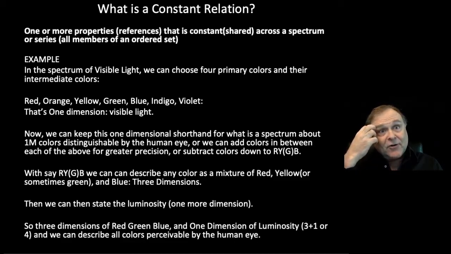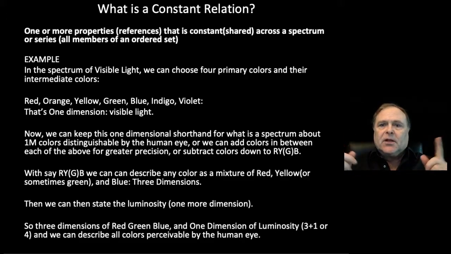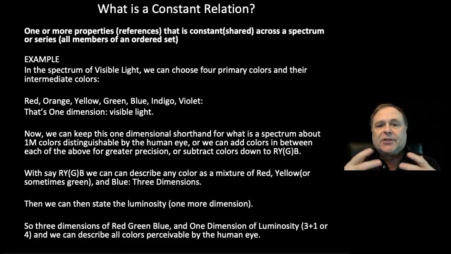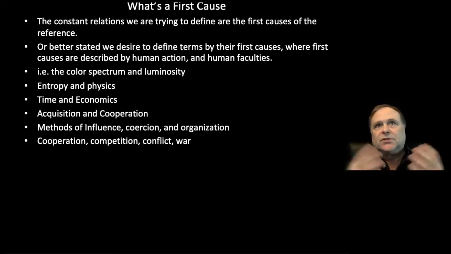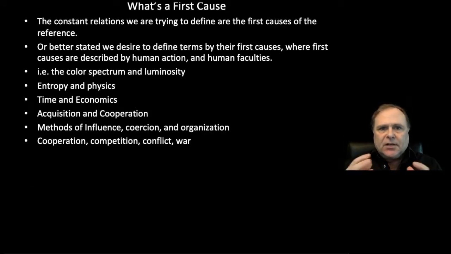So hopefully I got across that a dimension is a line of measurement, and a constant relation is whatever is shared across that dimension, and some dimensions can be disambiguated into first causal dimensions. So what's a first cause? What we're trying to find is the first causes of any reference we're referring to. So when we refer to a term, we're trying to enumerate or discover the first causes of that term, and we're trying to do it by this method.